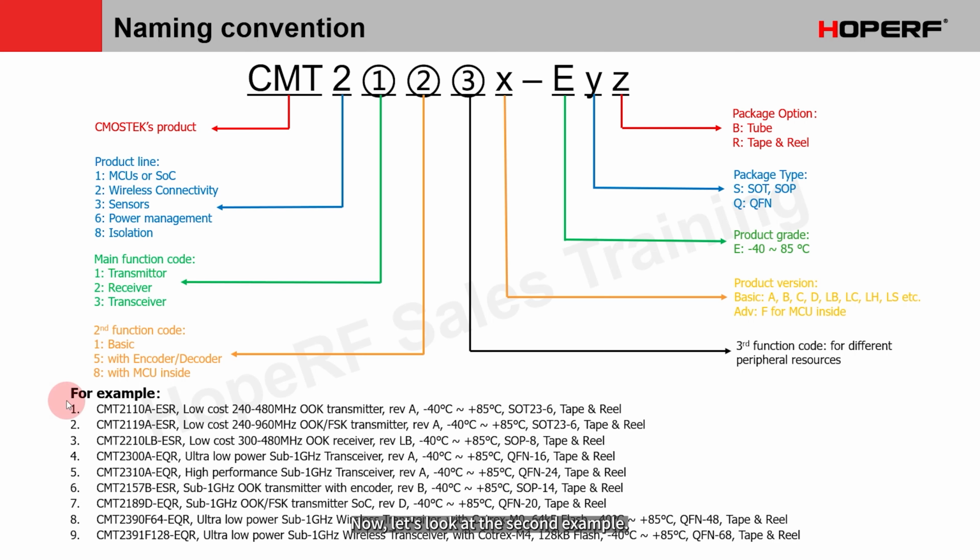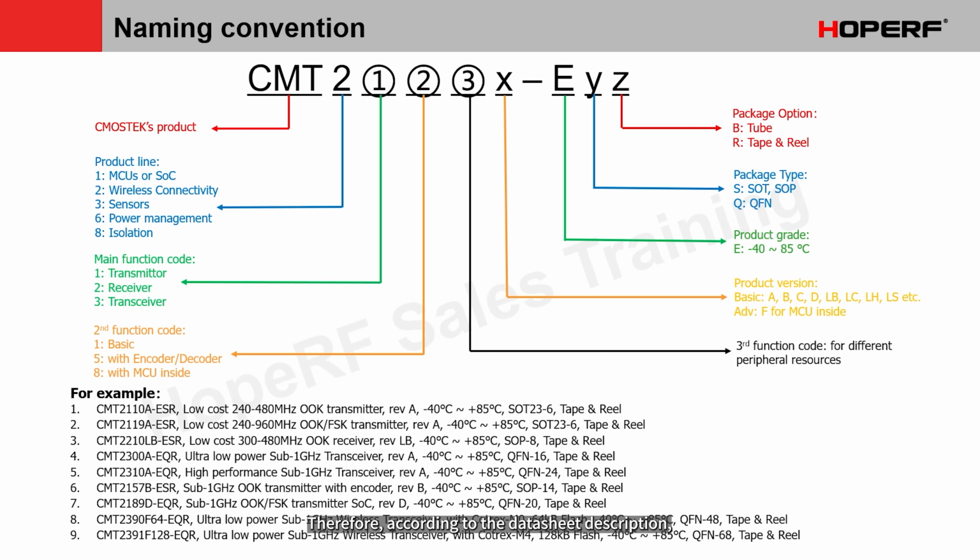Now, let's look at the second example. Model CMT2119A ESR. This model differs from CMT2110A ESR only in the 4th digit, changing from 0 to 9, so it is also a single transmitter device. And its functionality should be stronger than the previously mentioned model.